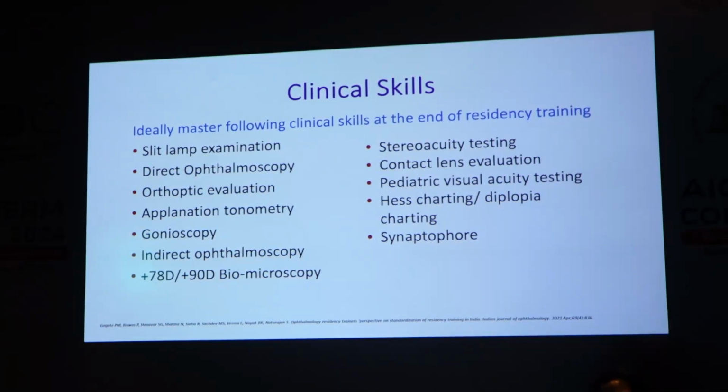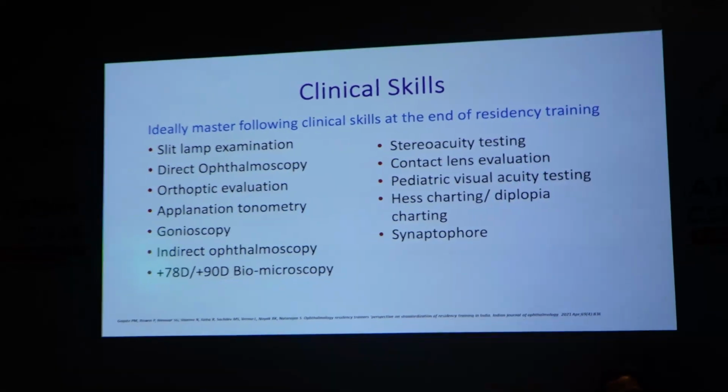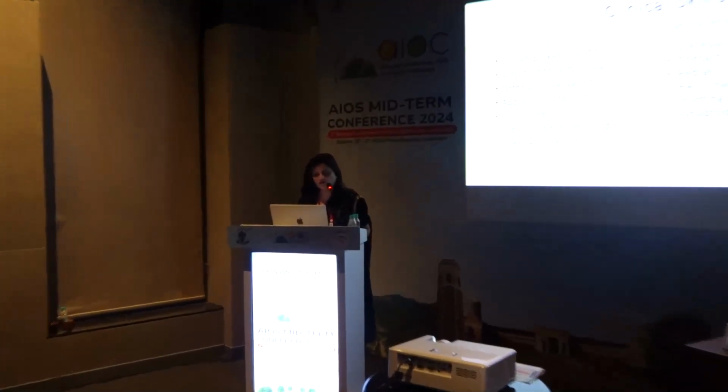So I think clinical skills, one should be, like Tinku was also talking about, a logbook. All the postgraduates should maintain a logbook, whether it is for acquiring clinical skills or surgical skills, and generally they should be well versed at the end of residency with the training of these things which are shown. And this is the basic minimum, but there can be much more than this. All these examination techniques like slit lamp examination, direct ophthalmoscopy, tonometry, orthoptic, gonioscopy, stereo acuity, contact lens evaluation, etc.